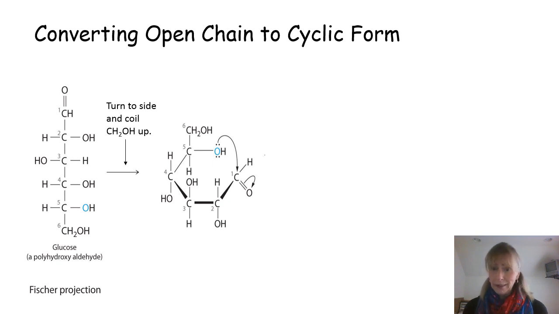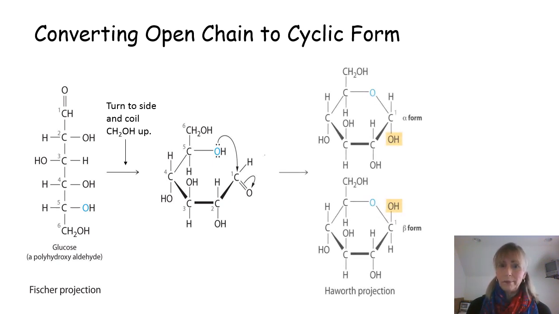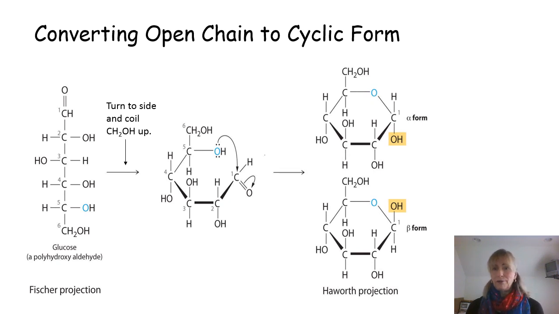And then you're perfectly set up for that reaction between the hydroxyl group on carbon 5 and the carbonyl of our aldehyde. We're going to move this hydrogen on over, and there we go. We end up with the alpha form with the hydroxyl group down, or the beta form, depending. And there are our Haworth projections. So it's really not too difficult to do. It just takes some practice.